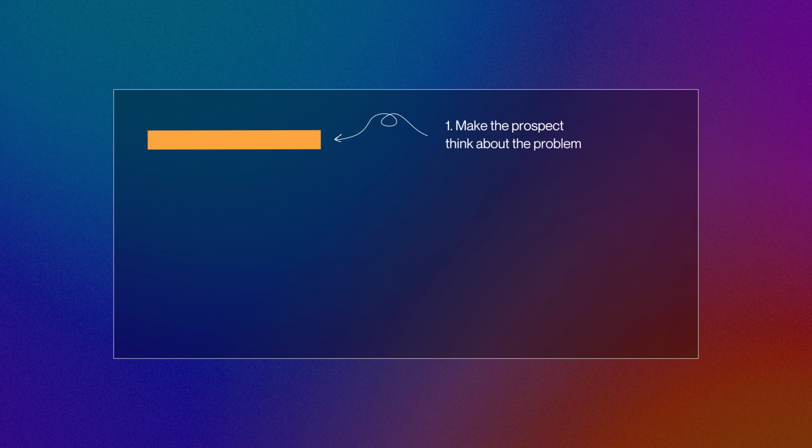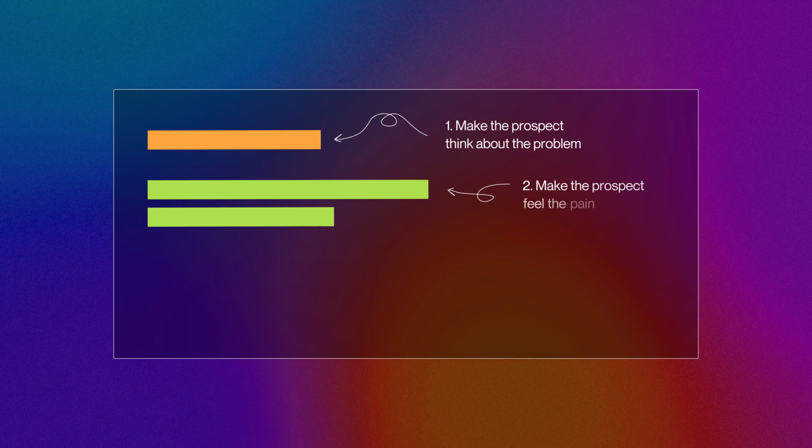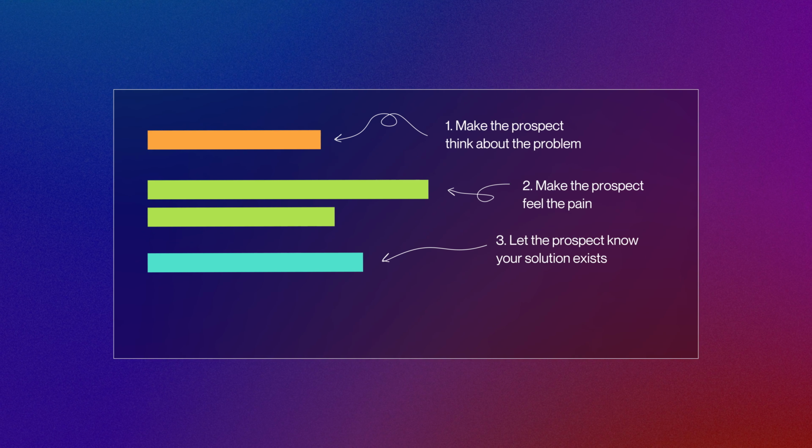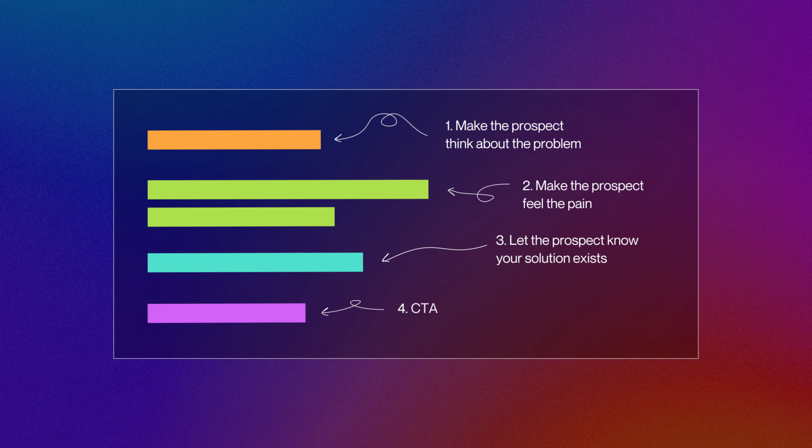And when in doubt, you can use a framework that I personally developed, TFKD: Think, Feel, Know, Do. It's a 4-sentence cold email, each sentence on its own line. First sentence, make the prospect think about the problem. Second sentence, make the prospect feel the pain. Third sentence, let the prospect know your solution exists. Fourth sentence, wrap it up with a call to action. TFKD: Think, Feel, Know, Do. Keep that in your back pocket.